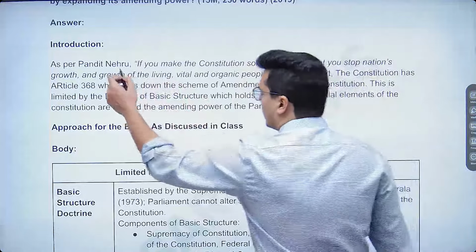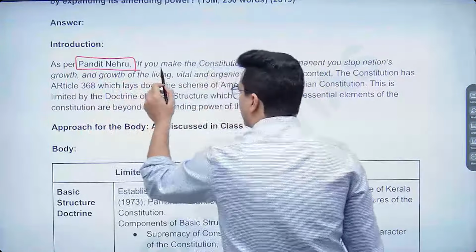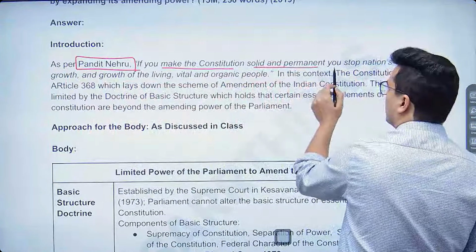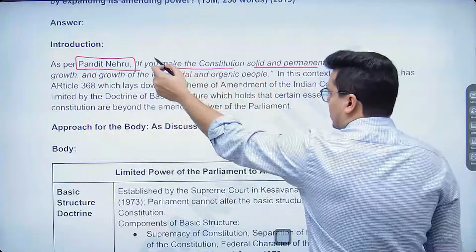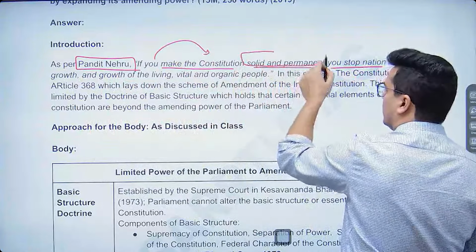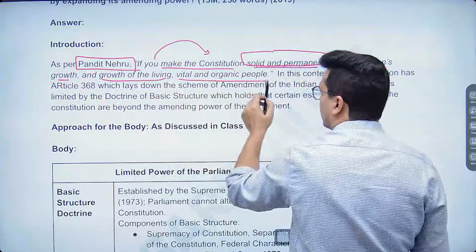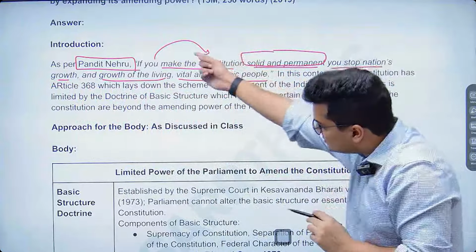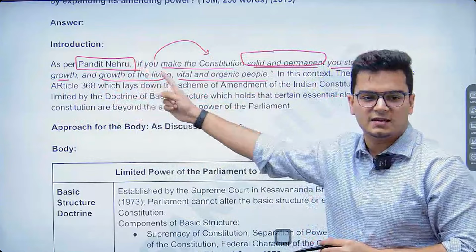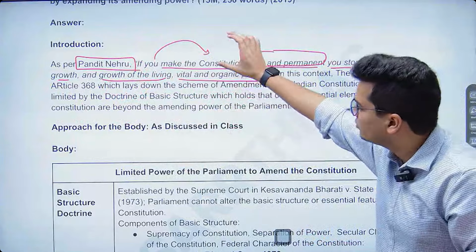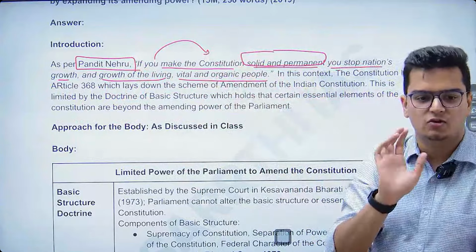This is a quote by Shri Jawaharlal Nehru: if you make the constitution solid and permanent, you stop the nation's growth, the growth of a living, vital and organic people. In this context, Article 368 lays down the scheme of amendment. Now, this quote I want you to extract and use.